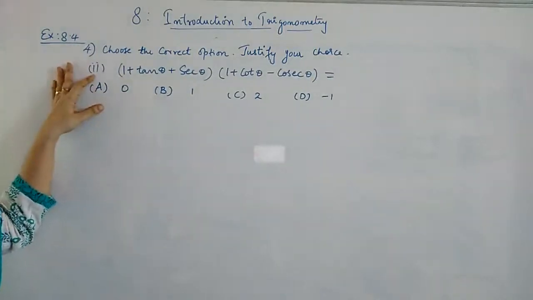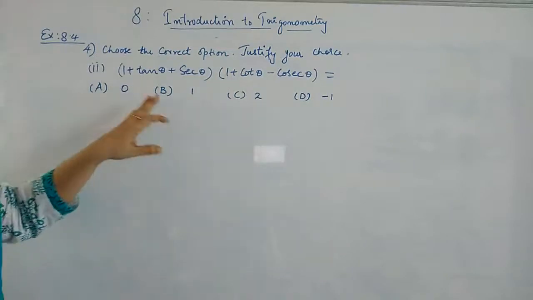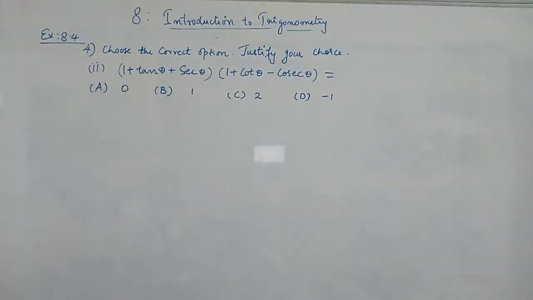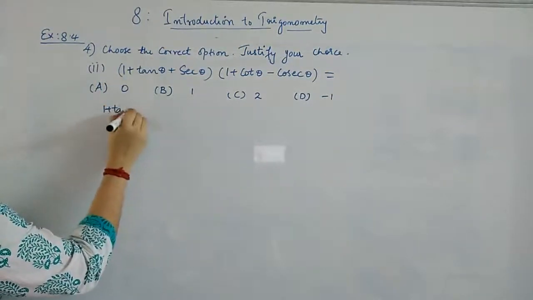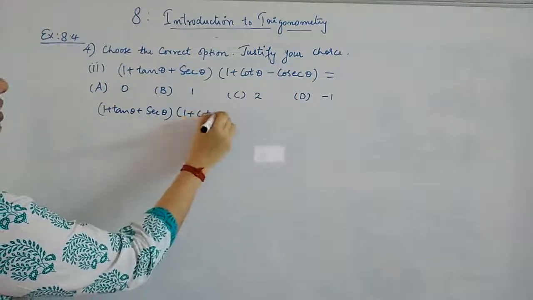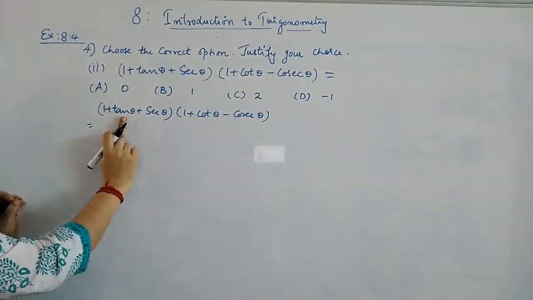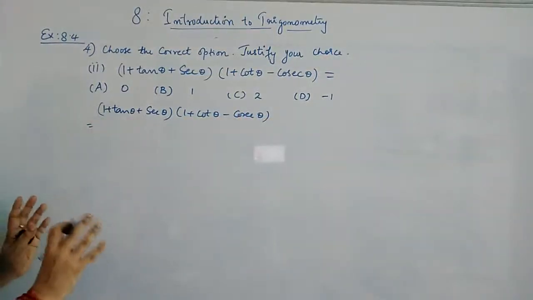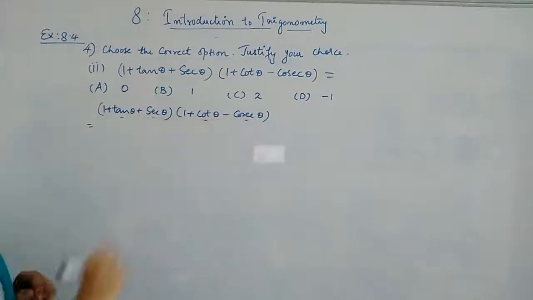Okay, second subdivision for question number 4 is (1 plus tan theta plus sec theta) into (1 plus cot theta minus cosec theta). What is the value of this product? You have been given 0, 1, 2 and minus 1. We will see which one is correct. We'll start with the question, which is (1 plus tan theta plus sec theta) into (1 plus cot theta minus cosec theta). Now just replacing tan with the relation connecting tan, sine and cos. That means in terms of sine and cos, we will just change these terms. These are all terms. Okay.